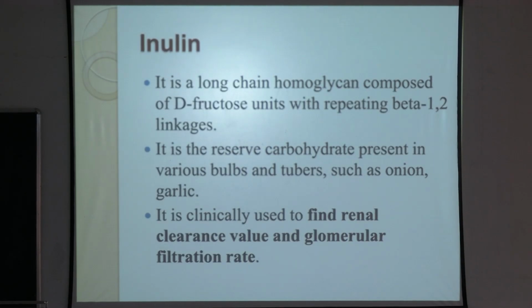Next is inulin. The next polysaccharide is inulin. What is inulin? Polymer of fructose linked by beta 1,2 linkage. Okay, it is a reserve carbohydrate in bulbs and tubers like onion and garlic. It is used for renal clearance value and glomerular filtration rate because inulin is not absorbed, not digested and not secreted in our body.